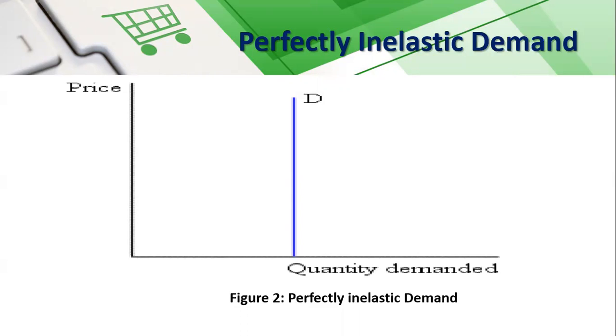So what is this? As you can see here in our graph, the quantity demanded is just the same even as the price is increasing. Perfectly inelastic. So even if the price is increasing, the quantity demanded is just the same. So that is perfectly inelastic. Now, let's move forward to the next one.